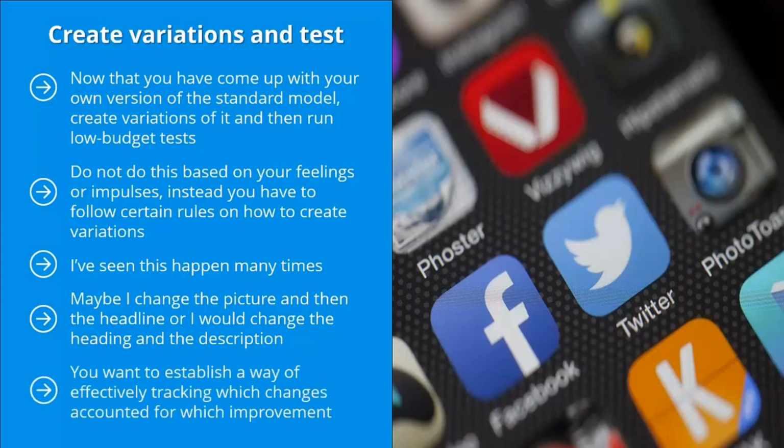You want to establish a way of effectively tracking which changes accounted for which improvement. By using this method, you can optimize parts that work to reach peak convertibility and then work on the other elements of the ad that could use some improvement.